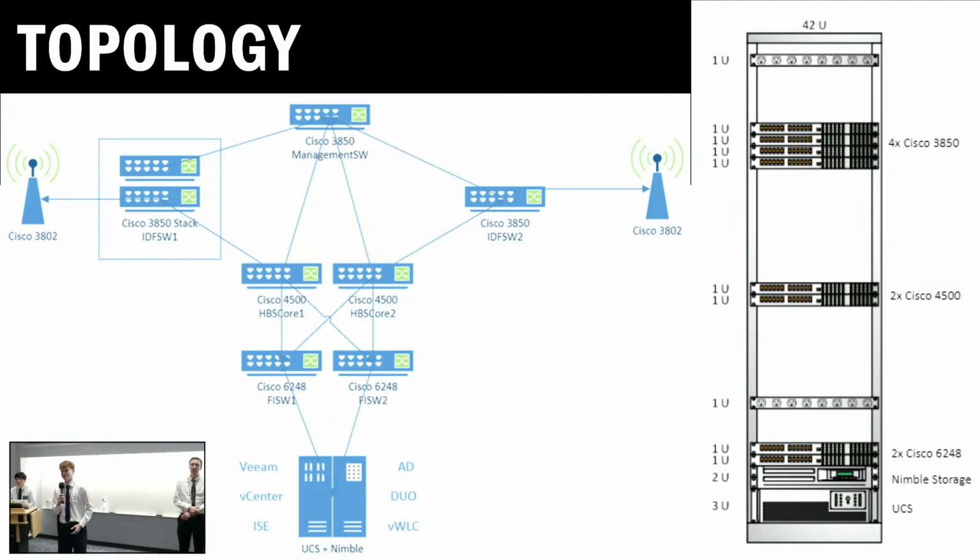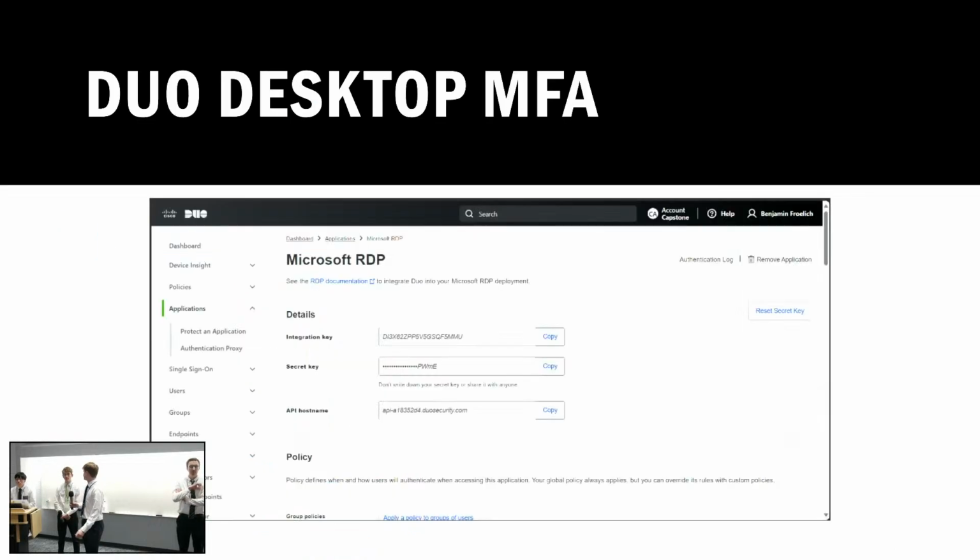VSS stores configs into each switch individually, so if one switch were to go down in our network, the second switch can take over immediately as the independent switch.